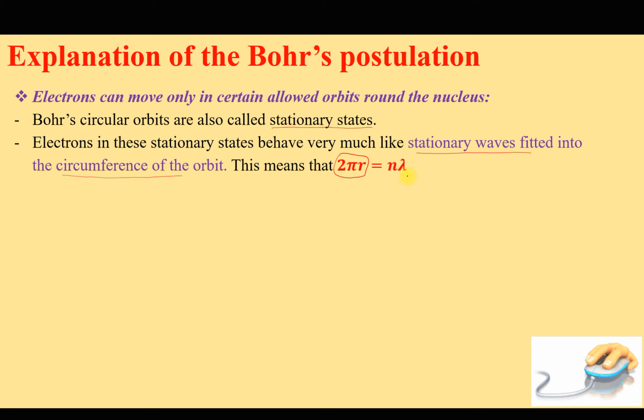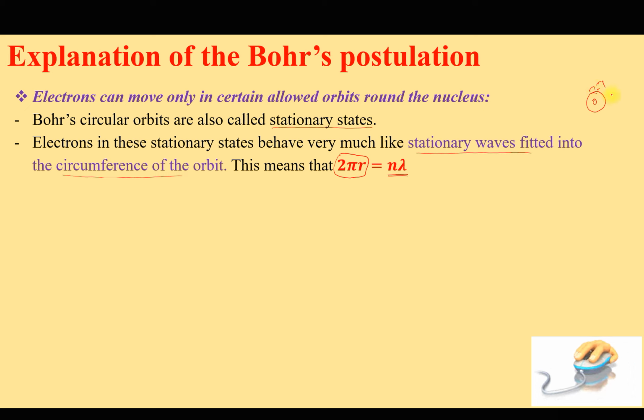So the circumference, which is 2 pi r, is going to be equal to n times lambda, where n is an integer which is called the quantum number of the orbit. That is, if the electron resides on an orbit where n equals 1, then it means the circumference 2 pi r of the electron wave is just going to be equal to the wavelength.